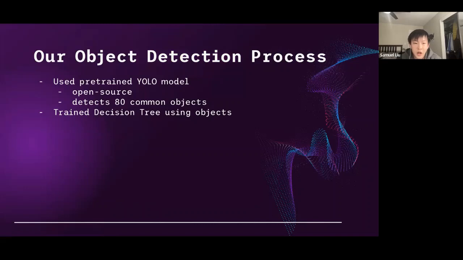So the object detection model that we used was a pre-trained YOLO model. YOLO stands for you only look once. And this was an open source model that was already trained to detect 80 different common objects. And then after we found all the objects, we trained the computer with a decision tree model.